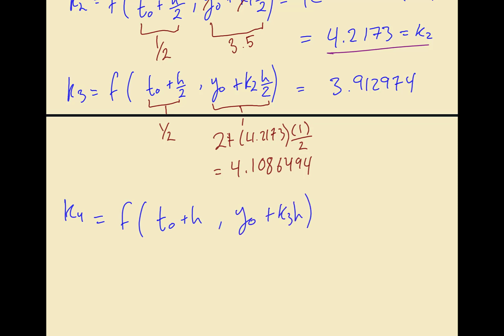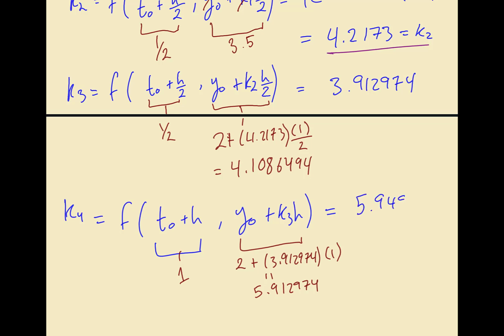And then the last part is K4, which is going to be T naught plus H and Y naught plus K3 times H. So here we have, this is equal to what in this case? 1. And then Y naught plus K3 is going to be basically 2 plus 3.912974 times 1. So that's going to be 5.912974. So you do the math, and you get a value of 5.945677.